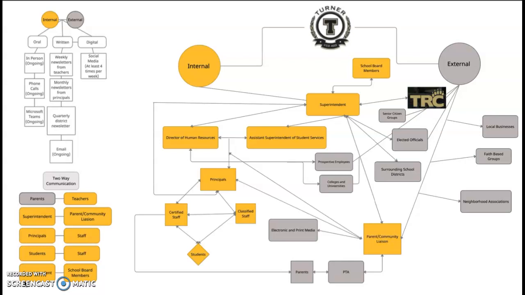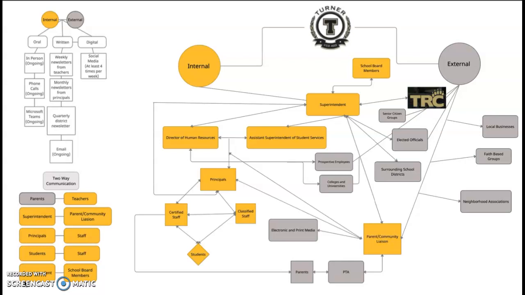When I created the chart, I wanted to make sure that you could see the difference quickly between the internal and the external publics. So I shaded my internal publics as yellow and my external as gray. The internal publics are those who are directly employed by the school district or the students who are attending the school district at this time.